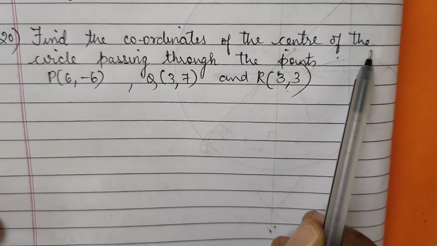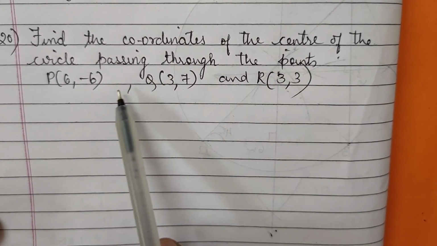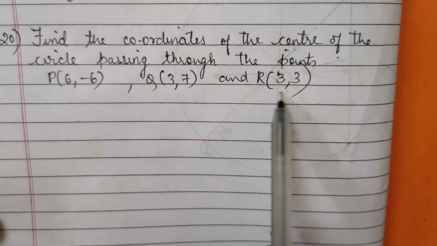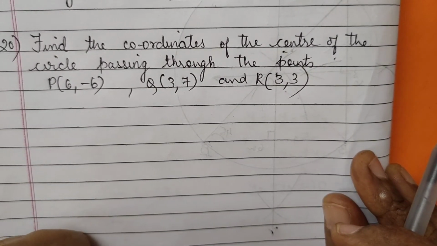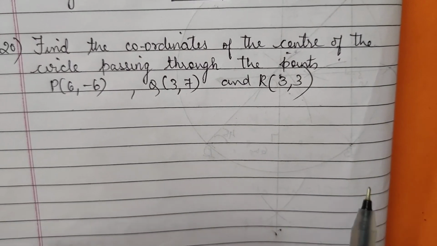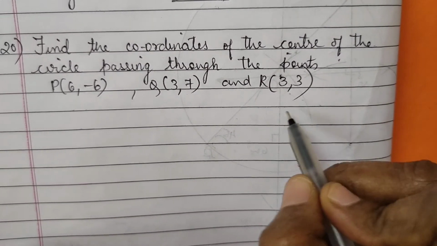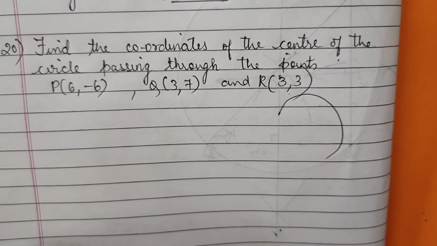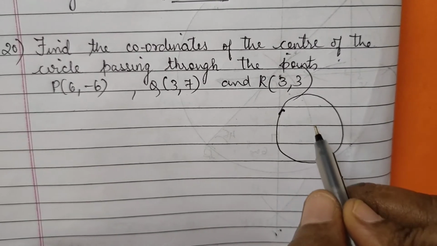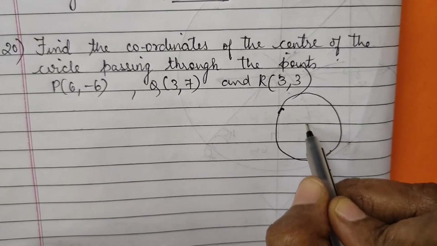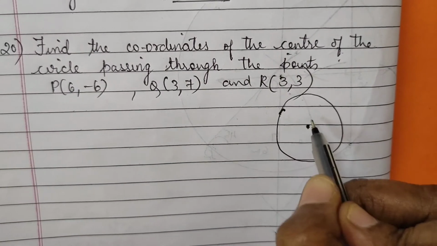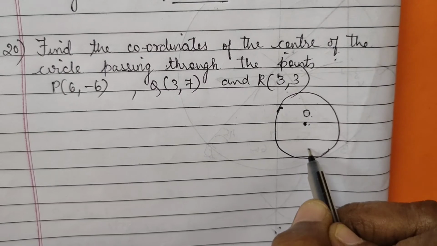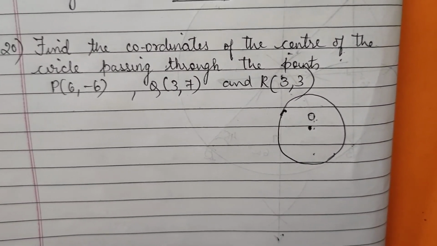8th question, question 20. Find the coordinates of the center of the circle passing through the points P, Q and R. It's similar to the sum which we have done in the 7th question. I will just guide you how to do it. Okay. See, this is a circle, right? I have drawn a circle and we need to find the coordinates of the center. That means we need to find this point. We will name it as O. We have to find the coordinates of O.